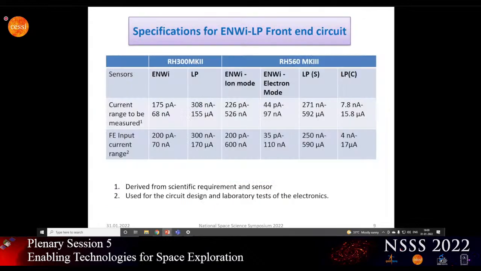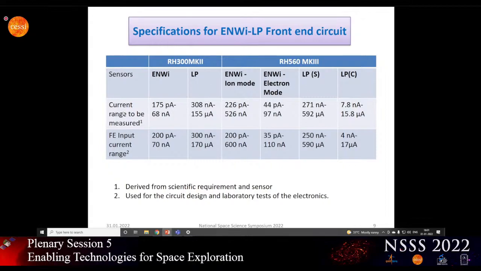Deriving from that, we'll just touch upon the specifications. As already mentioned earlier by the PD of the ATVP, we had two sets of payloads in RH-560 and a single pair of payloads in RS-300. That is, in the RS-300, we had one NV and an LP, and in RH-560, we had NV operating in two modes, a spherical LP and a cylindrical LP. The NV ion mode is common in RS-300 and RS-560, and the LP sphere is the commonality between RS-300 and RS-560 for both the payloads.